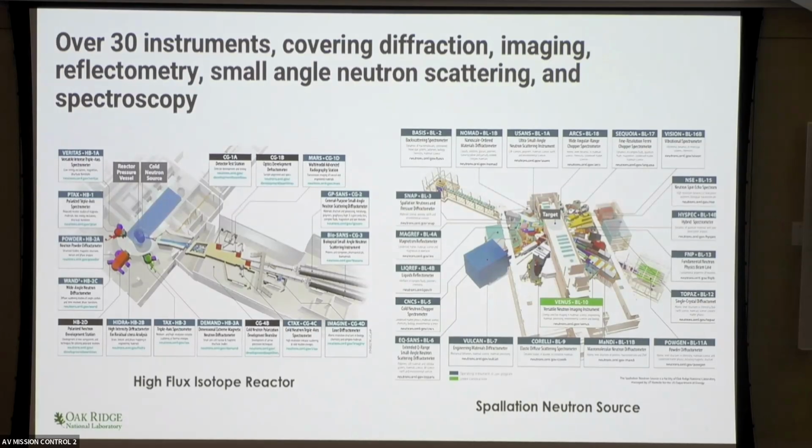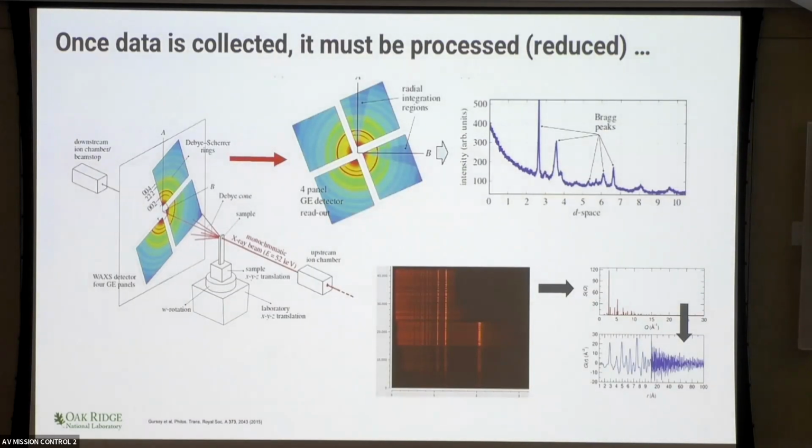We have a spallation neutron source, which has a linear accelerator, a ring to collect the protons, and then a target, and then that goes off and hits a bunch of different instruments that are spread around it. We also have a nuclear reactor, which produces a steady stream of neutrons, which has also a whole lot of different instruments associated with it.